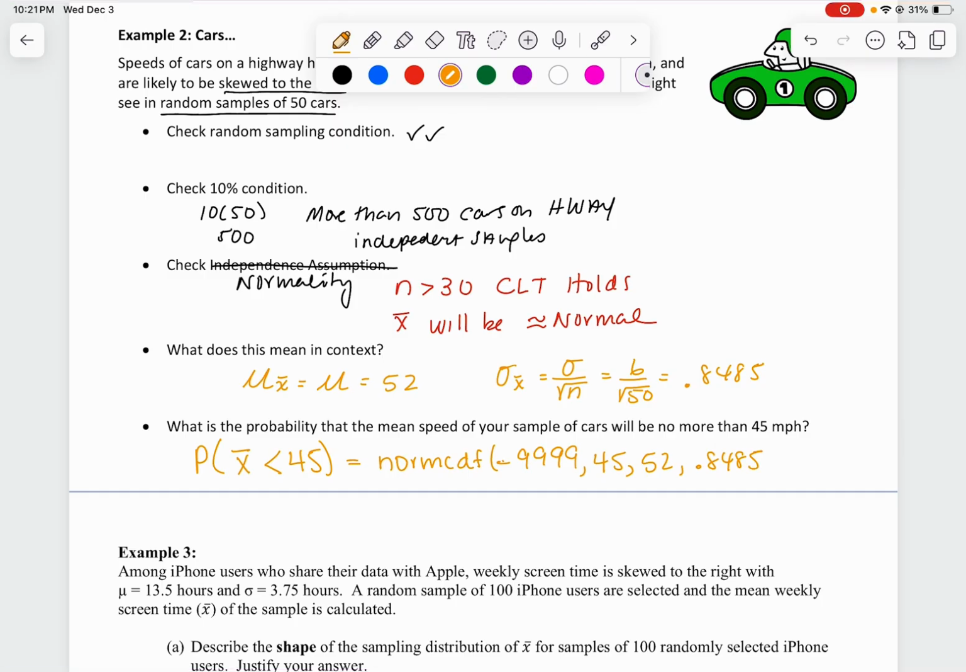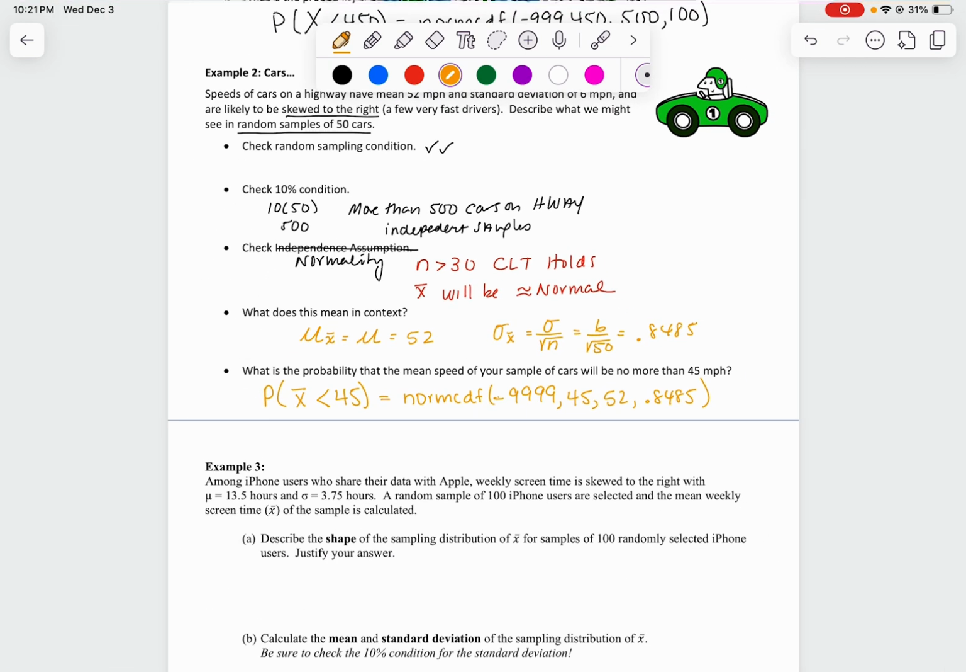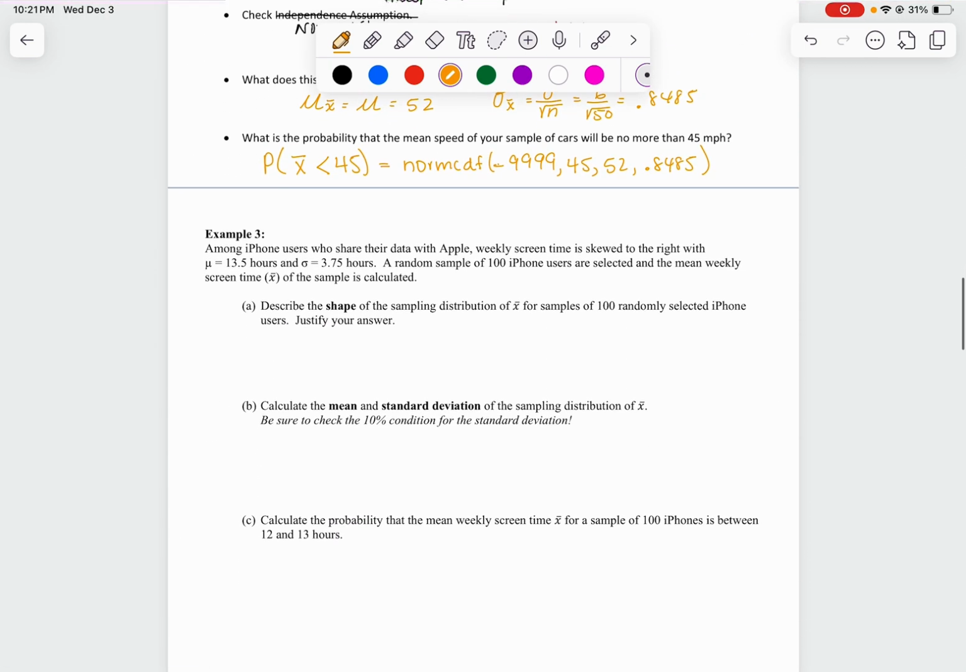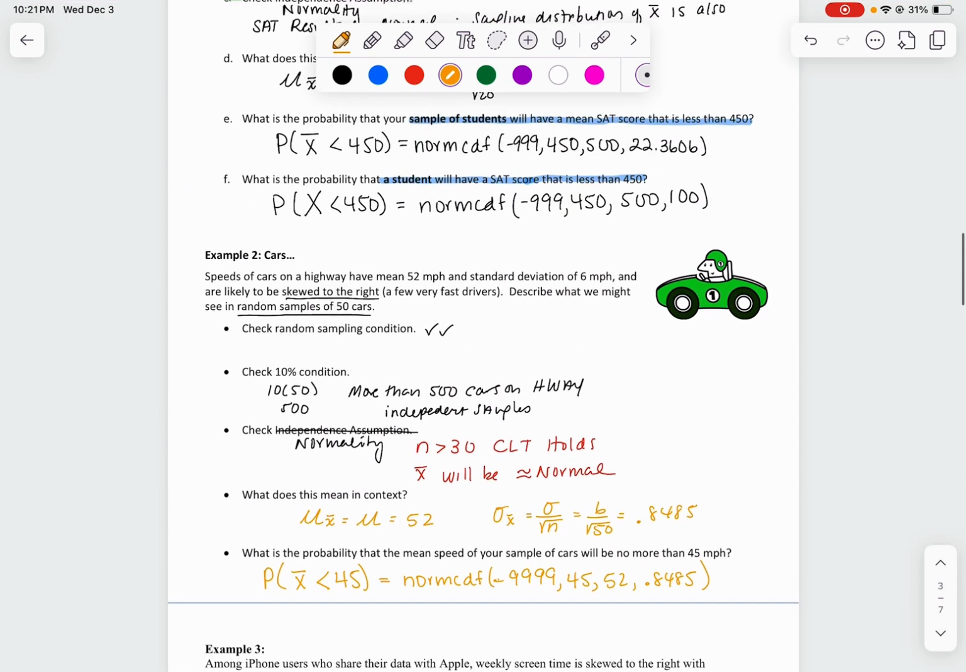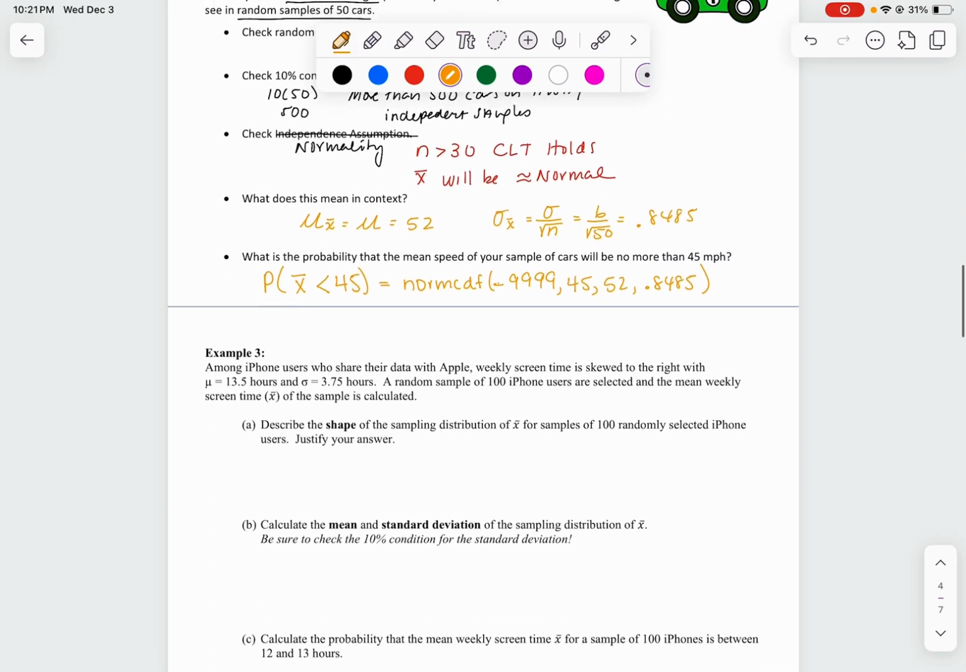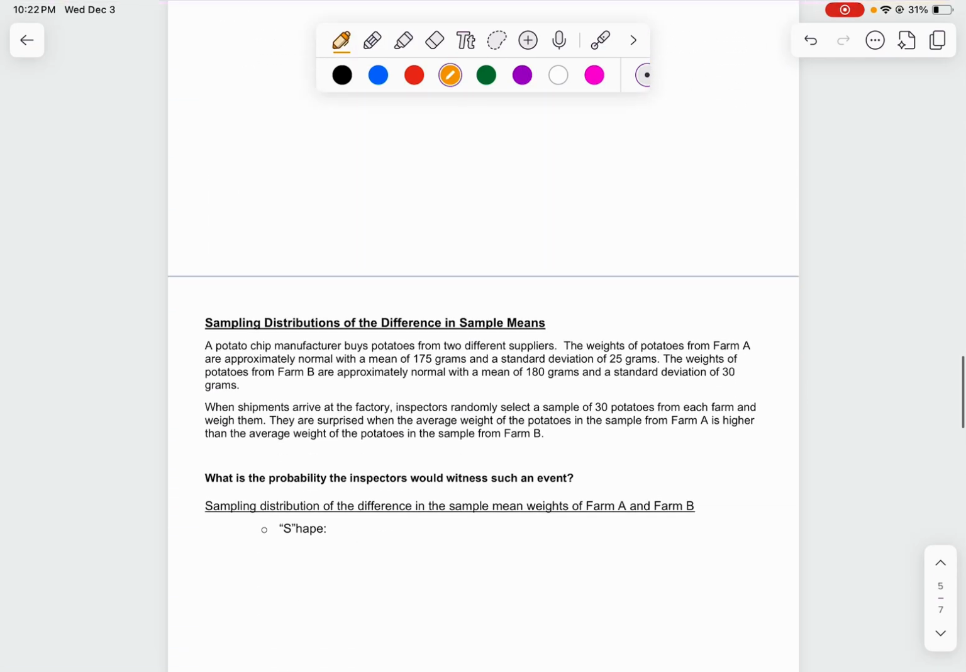This should be a very small probability. Think about the fact that 45 is 7 away from 52. You're more than 7 standard deviations away from the mean, so this should be a really small probability. It might even be close to 0 when you put it into the calculator. Okay, I highly suggest, guys, trying example 3 if you have time. Otherwise, we have one more formula to go over before you have time left to practice.